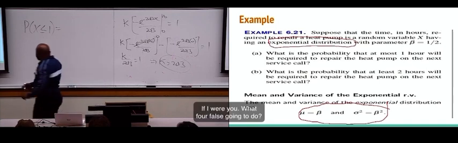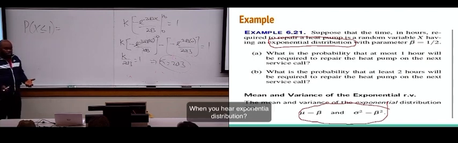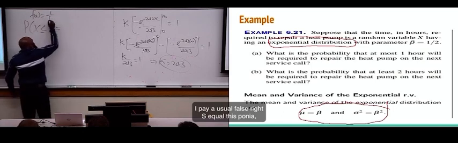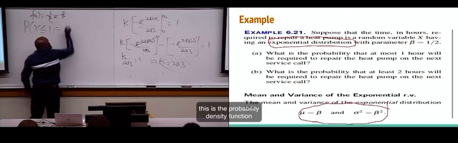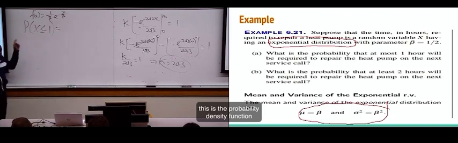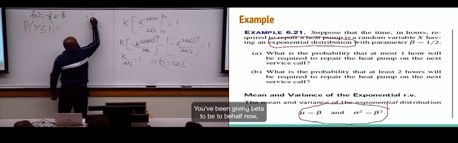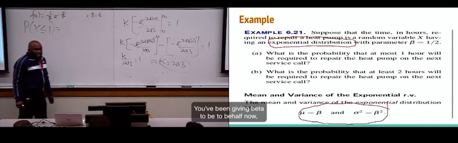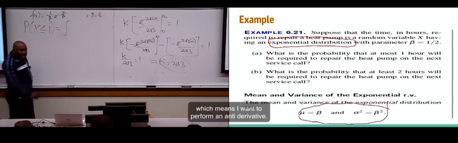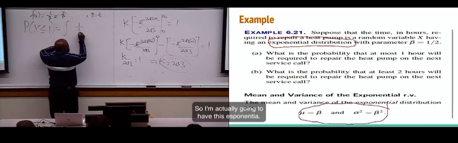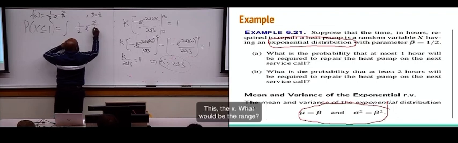When you hear exponential distribution, I expect you to write f of x equals this exponential. This is the probability density function of the exponential distribution. And now you've been given beta to be half. Which means I want to perform an antiderivative. I'm going to plug in wherever I see beta, so I'm going to have this exponential, the x.